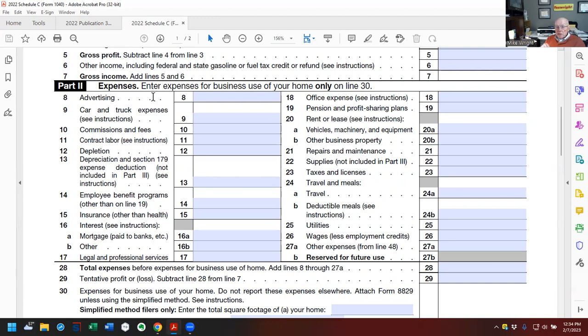Car and truck expenses. There are two things that you always want to keep in mind about car and truck expenses.